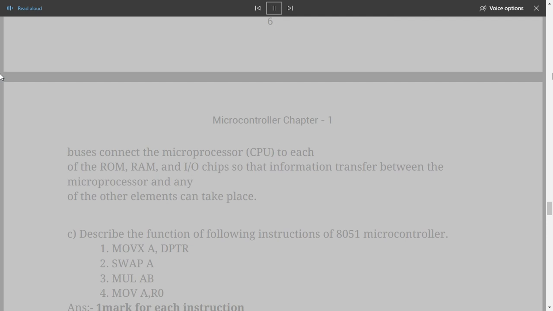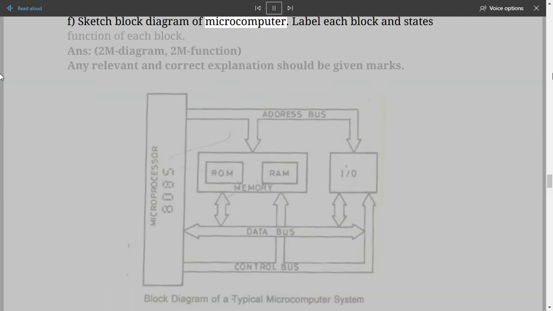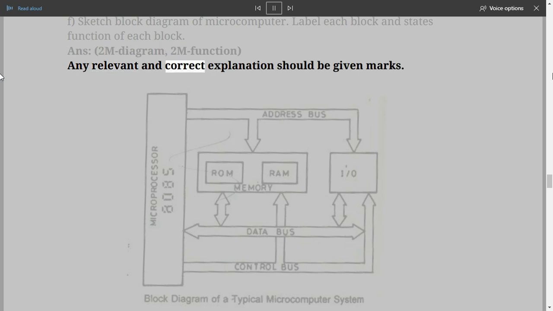F. Sketch block diagram of microcomputer. Label each block and state function of each block. ANS, 2M diagram, 2M function. Any relevant and correct explanation should be given marks.